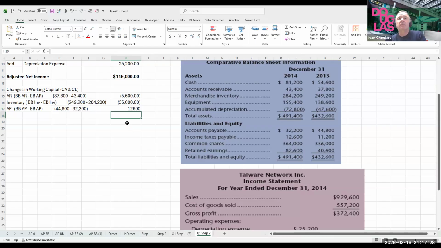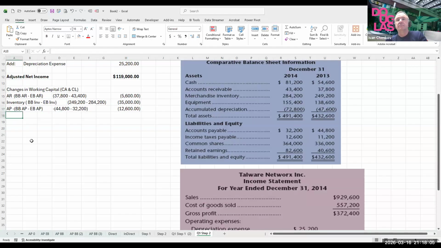What will be the effect on my cash? Reducing my cash by $12,600, correct? Does that make sense? What's happened with my accounts payable? Am I building accounts payable or decreasing the accounts payable? Decreasing accounts payable, which means I have to use more cash to clear that.